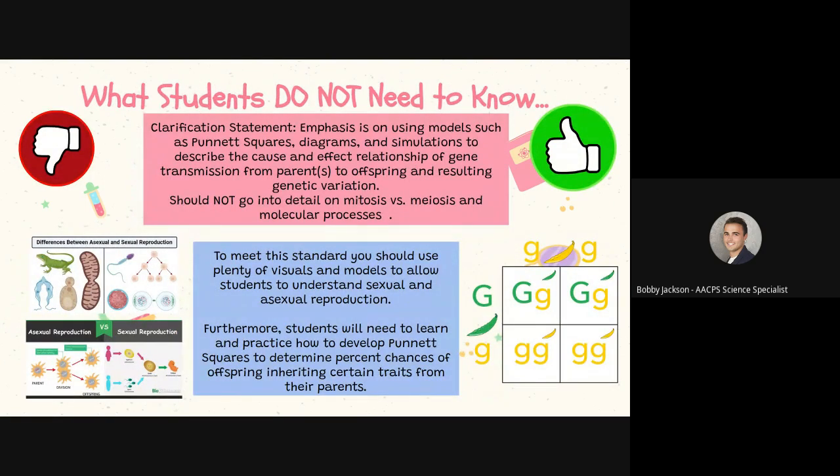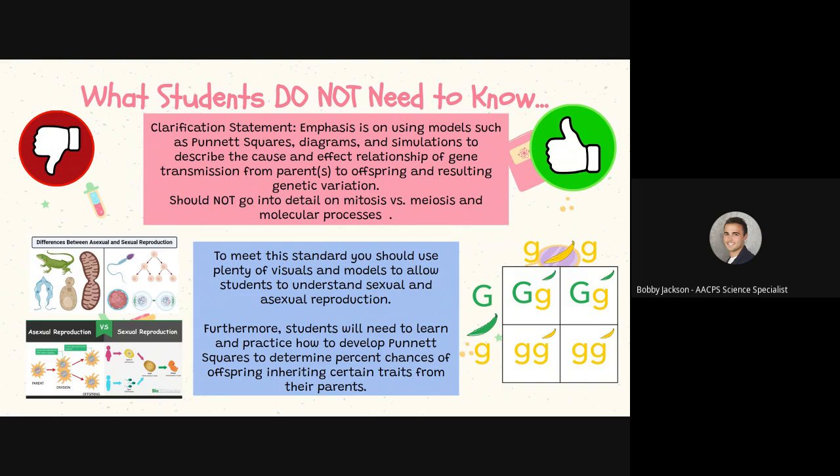What do students not need to know about this standard? Well, let's take a look at the clarification statement that was in this NGSS performance expectation. The emphasis is on using models such as Punnett Squares, diagrams, and simulations to describe the cause and effect relationship of gene transmission from parents to offspring and resulting genetic variation. When you're teaching this to students, you should not go into detail on mitosis versus meiosis and other molecular processes.